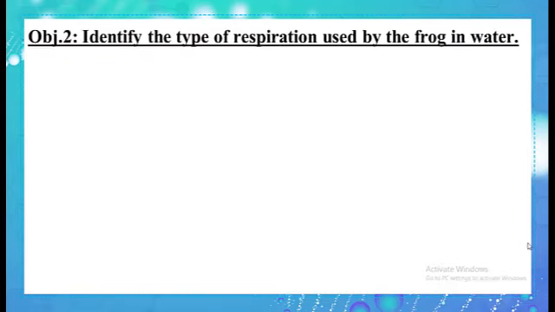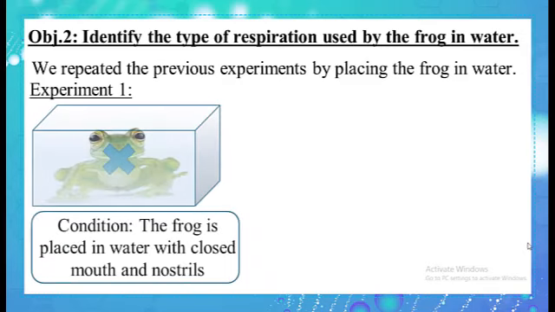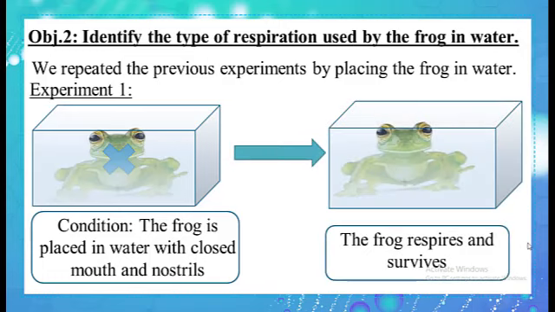Now, objective number 2, identify the type of respiration used by the frog in water. We repeated the previous experiments by placing the frog in water. Experiment number 1, condition: the frog is placed in water with closed mouth and nostrils. The result obtained: the frog respires and survives.